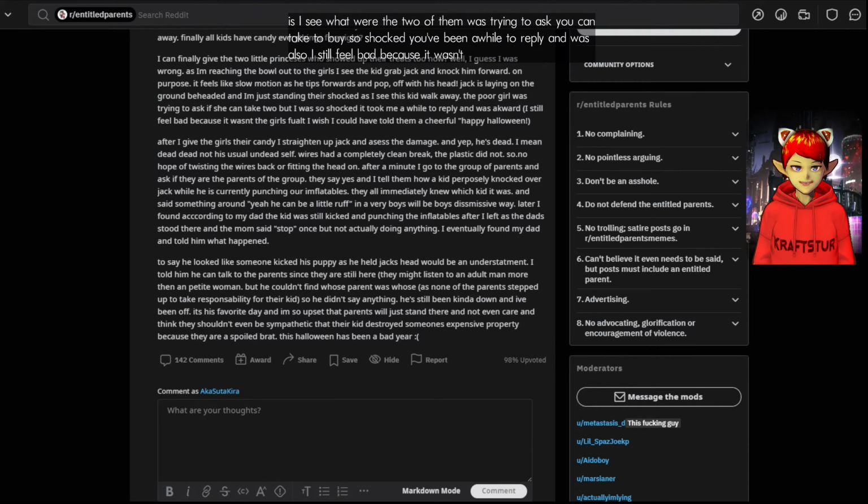I still feel bad because it wasn't the girl's fault. I wish I could have told them a cheerful happy Halloween. After I gave the girls candy, I straightened up Jack and assessed the damage, and yep, he's dead. I mean dead, not his usual undead self. The wires have completely clean broke. The plastic did not, so no hoping of twisting the wires back or fitting the head on.